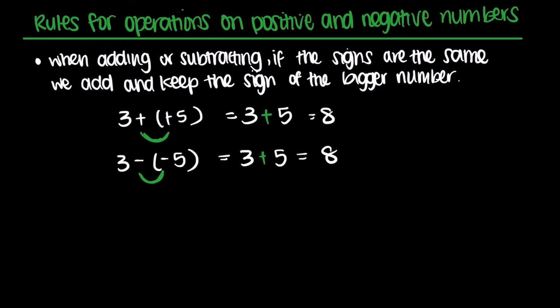Third example, negative 3 minus 5. Well, the signs are the same, so we're adding 3 and 5, which is 8. However, we keep the sign of the bigger number, and the sign of the bigger number 5 is negative, so our answer is negative 8.